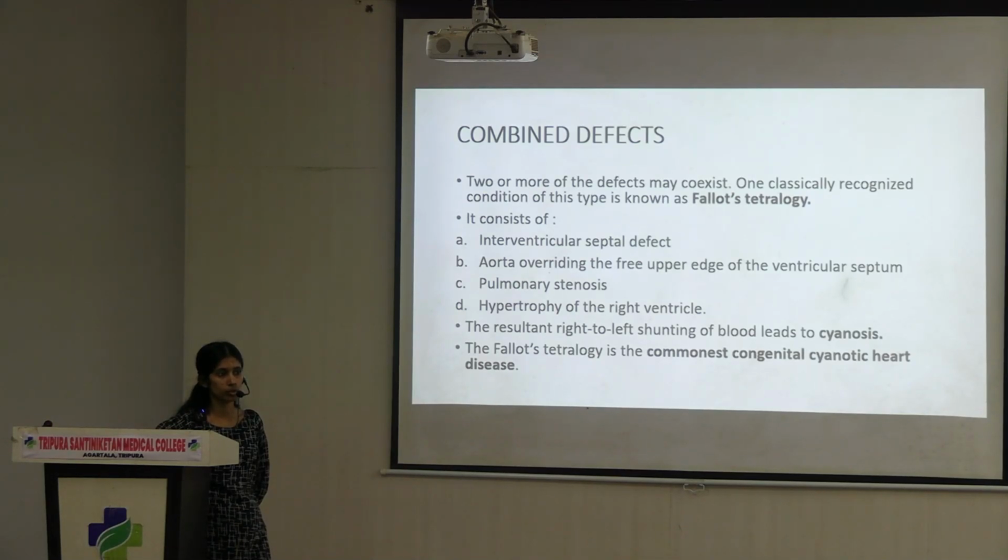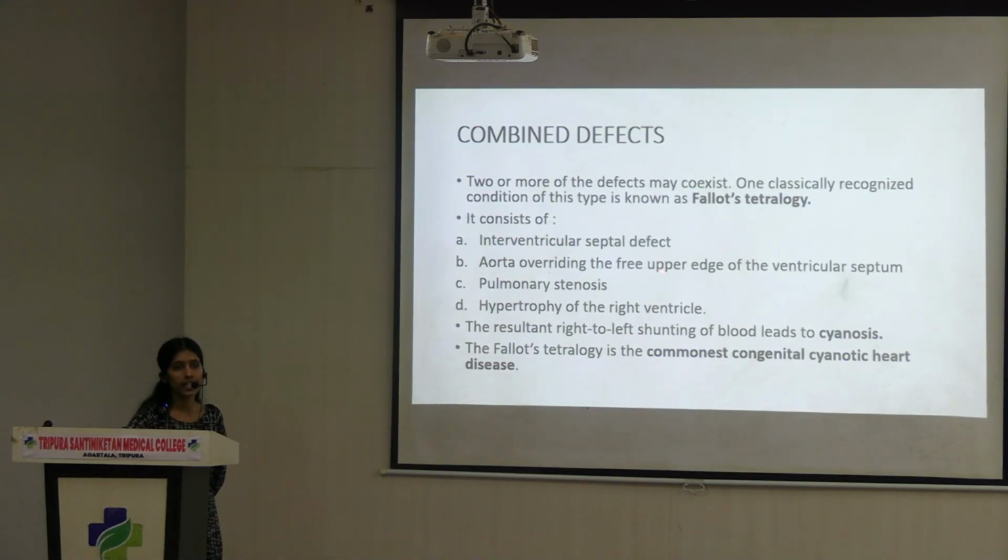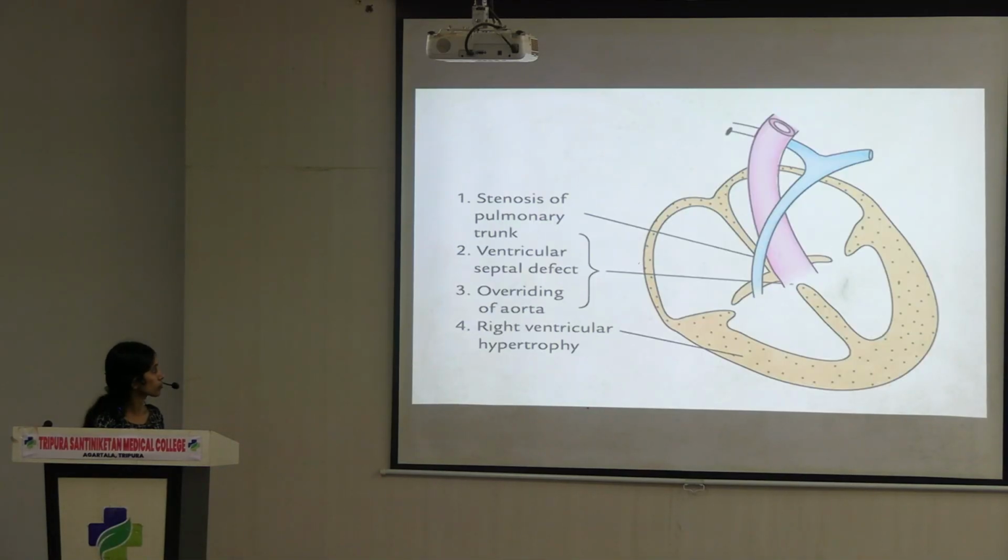Anything else for the hypertrophy? Okay. Particularly in this condition, you can see the increase of size in the right ventricle, but the inner surface area will be shrunk here. Okay. The resultant right to left shunting of blood leads to cyanosis. The Fallot tetralogy is the most common congenital cyanotic heart disease. These are the 4 conditions you should mention along with the diagram for your exams.